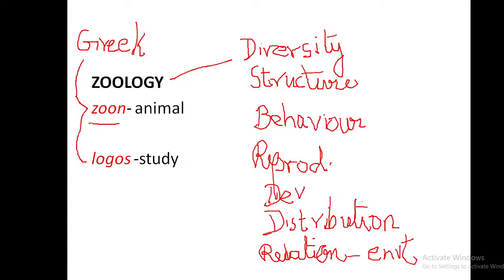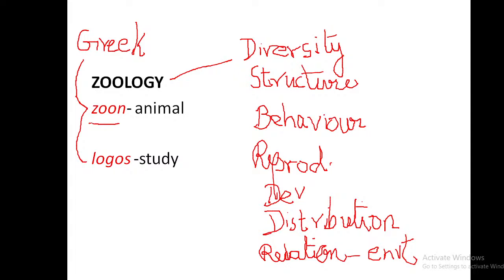So zoology means simply the study of animals. That is what is known as zoology. The term zoology has different subdivisions. Zoology is a branch of science that deals with the diversity and structure.